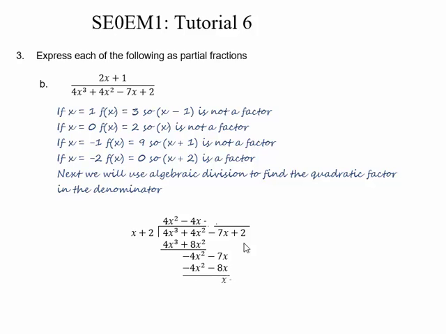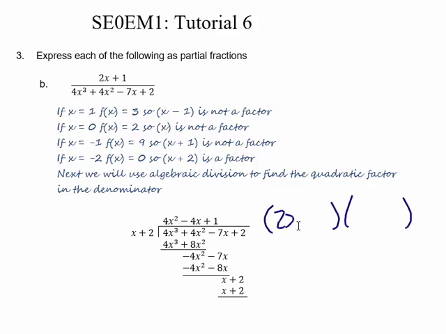X divided by x is 1. We bring the 2 down. 1 times x plus 2 is x plus 2. So 4x cubed plus 4x squared minus 7x plus 2 is divisible by x plus 2 to give us the quadratic at the top there. The next step is to factorise the quadratic.